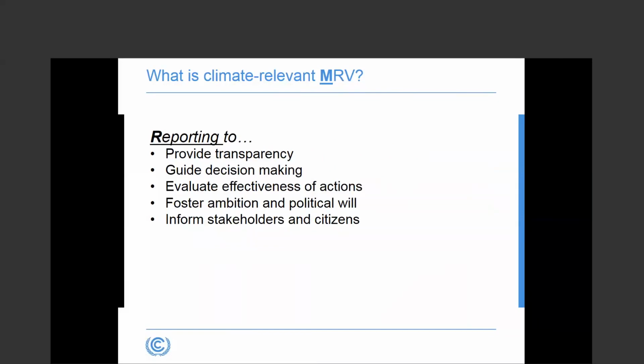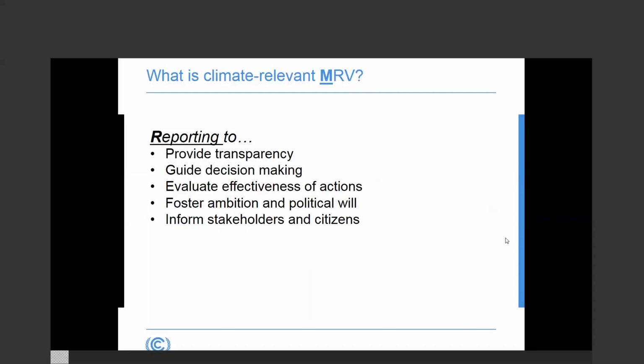The purpose of the second process within MRV, reporting, is to make the information accessible to a range of stakeholders and citizens, the wider public, and facilitate informed choices and decision-making. Examples may include compiling inventories, projections, creating other reports in standardized formats, and evaluation of effectiveness of measures and policy interventions. Next slide, please.